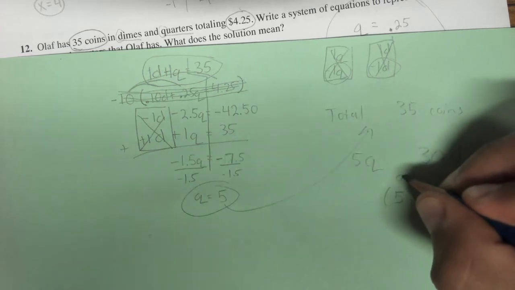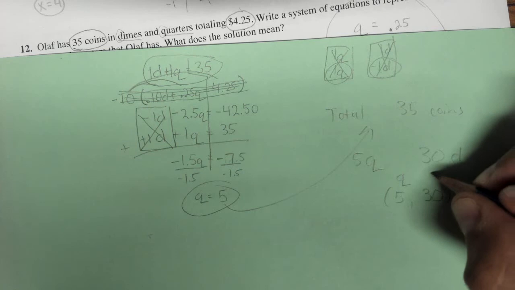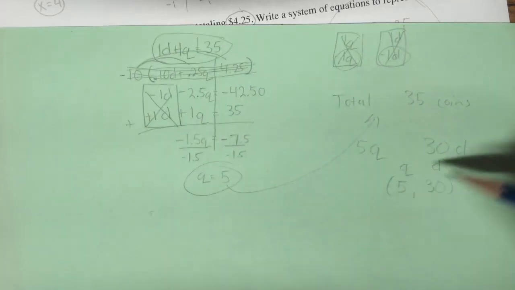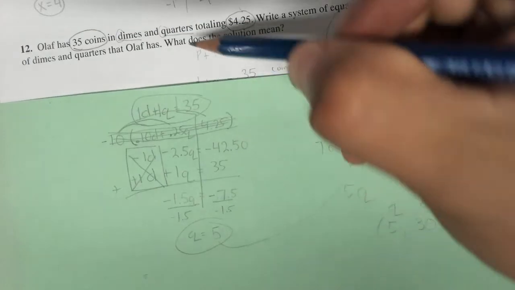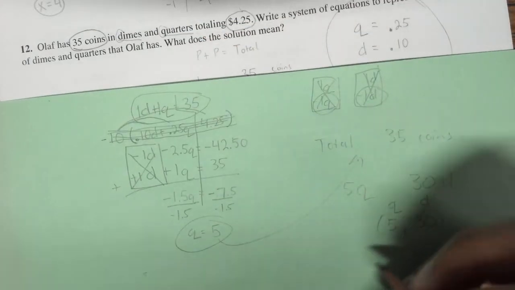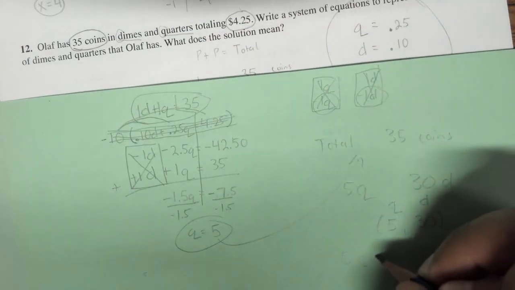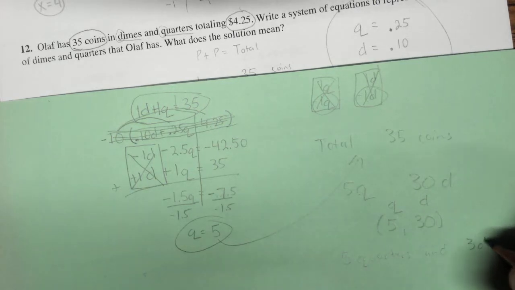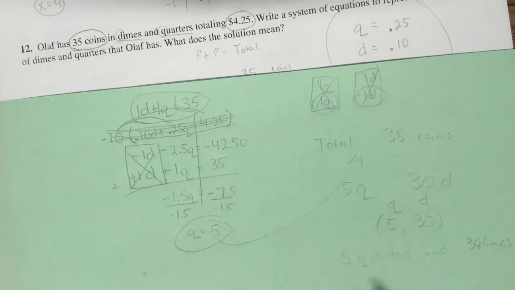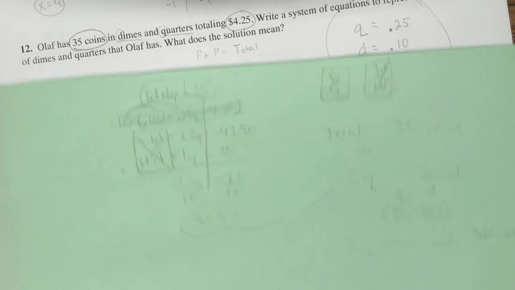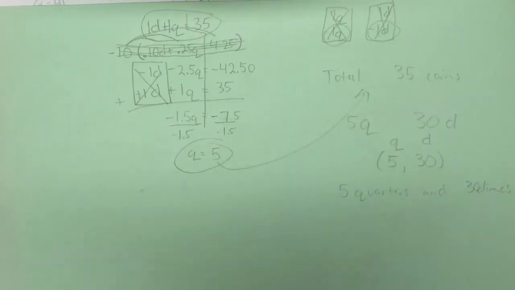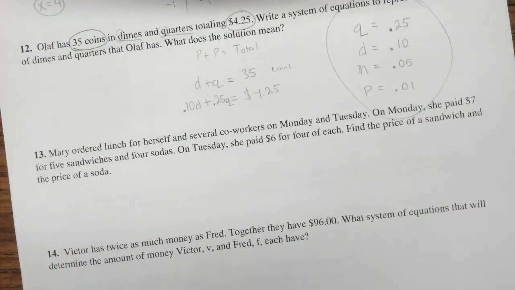I'm going to go ahead and really quickly put my variables up here. So quarters, dimes, just so that everybody knows, I have 5 quarters, 30 dimes. And it even asks you, what does the solution mean? The solution means that we have 5 quarters and 30 dimes. Your solution tells you how many of each coin you have. That's exactly what your solution tells you when you're solving something like this.